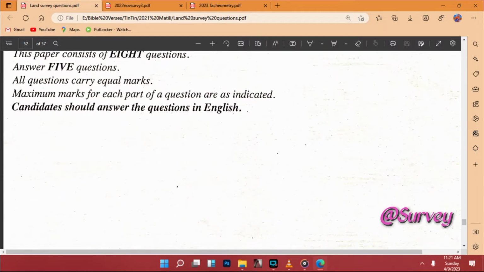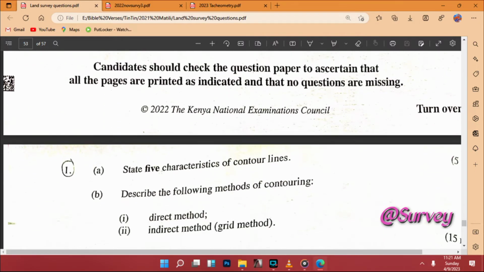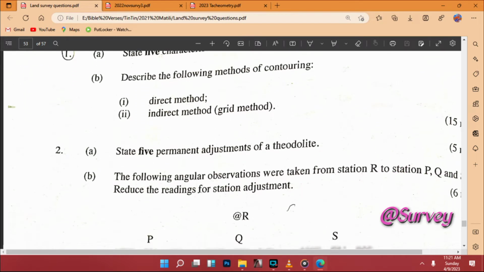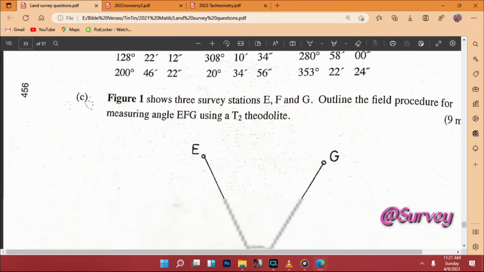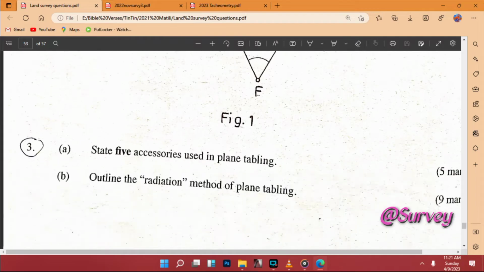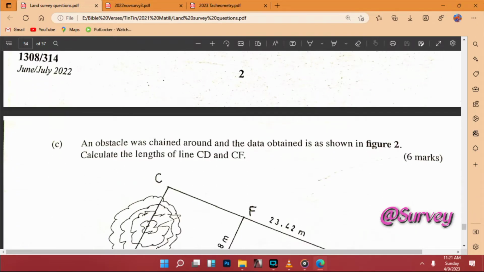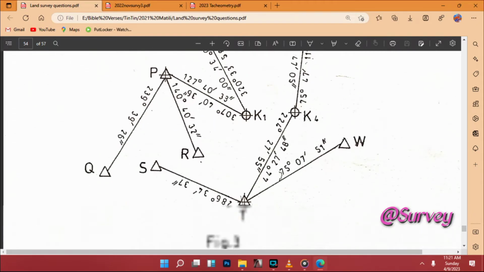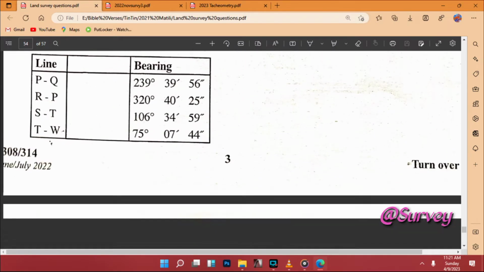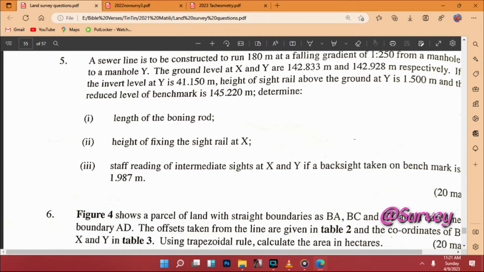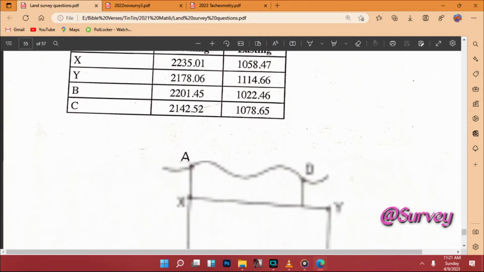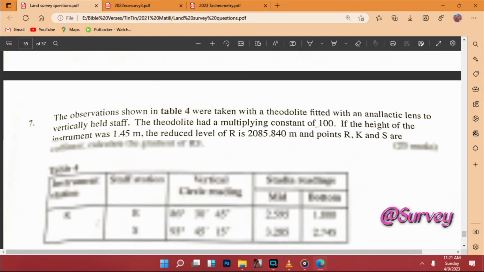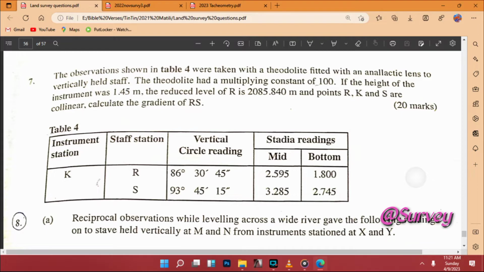in which horizontal and vertical distance are determined by taking angular observation with an instrument known as a tacheometer. So a tacheometer is an instrument just like a theodolite, fitted mostly with an analytic lens, and that is what we are going to tackle today in our question for today. So this is question number 7, land survey. So let's look at the question.